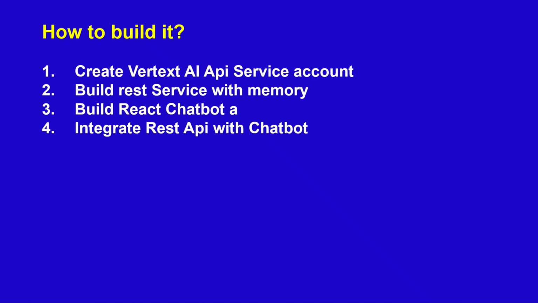Next, how are we going to build these things? We are going to build them in four steps. The first is to get the Vertex AI API service account. The second is to build the Spring Boot REST service with AI capabilities with memory. This is the important point. The third is to build the React chatbot application. And the fourth is to integrate the chatbot with the REST API.